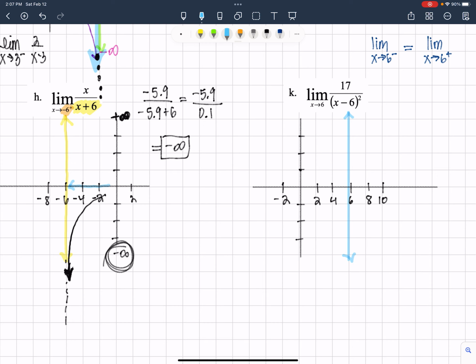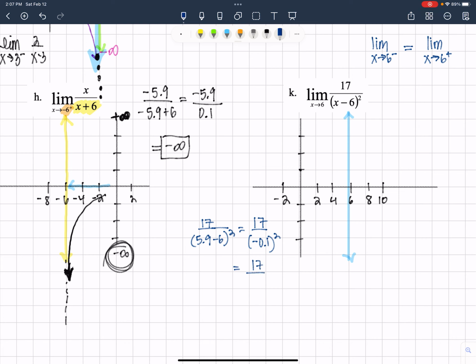We're going to put a value in to the left of 6 and find the limit from the left. So when I do that, I get 17 over, I'm going to put in 5.9, so (5.9 minus 6) quantity squared. I'm going to move my work over here. I don't want to mess up that beautiful graph that we got going on. 17 over, that's going to be negative 1/10 squared.